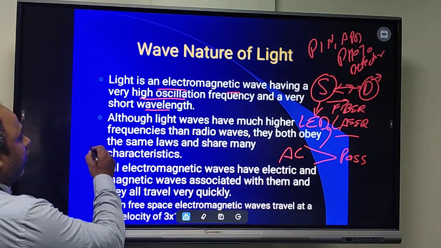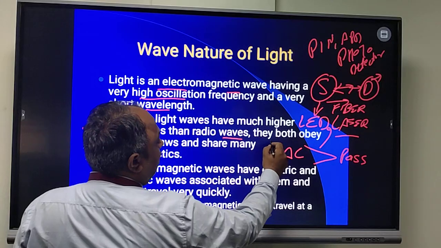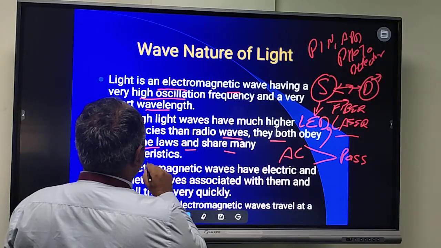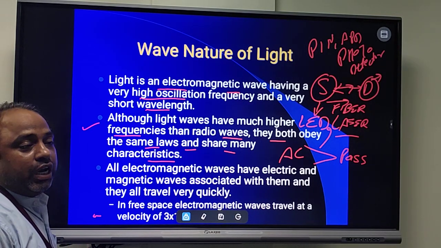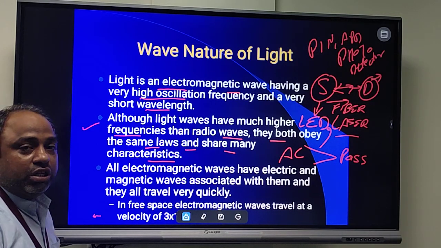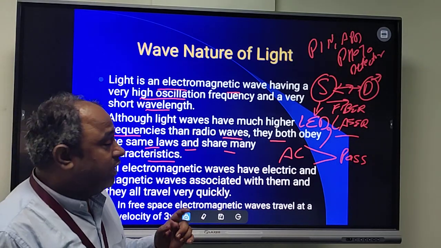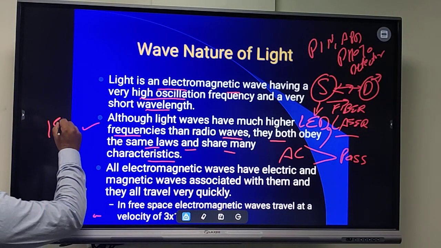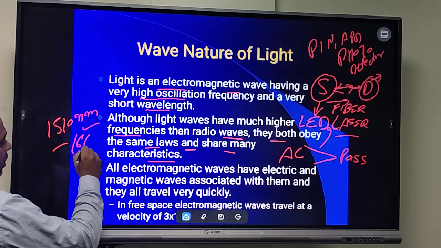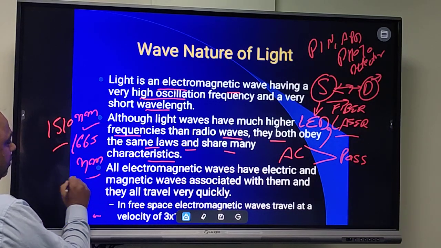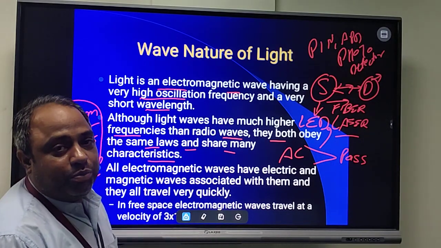The other thing about the wave nature of light is that light waves have much higher frequencies than radio waves. They both obey the same laws and share many characteristics, but the wavelength of light waves and radio waves are very different from each other. So at that moment, the optical signal plays a very pivotal role in the transmission of information. At that time we use a bandwidth. The band of wavelength used is 1510 nanometer to 1665 nanometer. Nowadays, this is the band of wavelength we can use for transferring information in terms of optical signals.